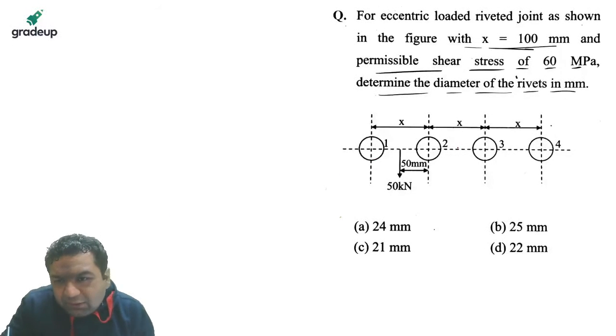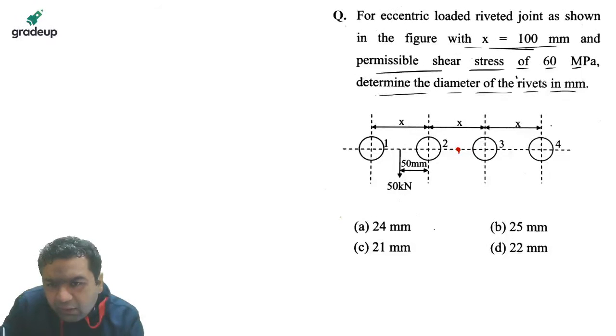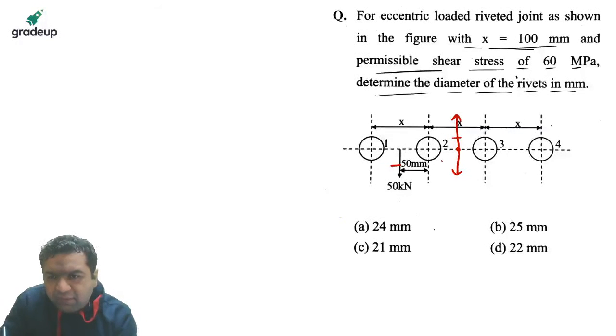So the CG or centroid of the rivets will be this one. You will be shifting this force of 50 kilonewton. You will be making 50 here, 50 above. Then this and this will make a couple, equal and opposite forces separated by a distance. So you need to find out the diameter of the rivet.